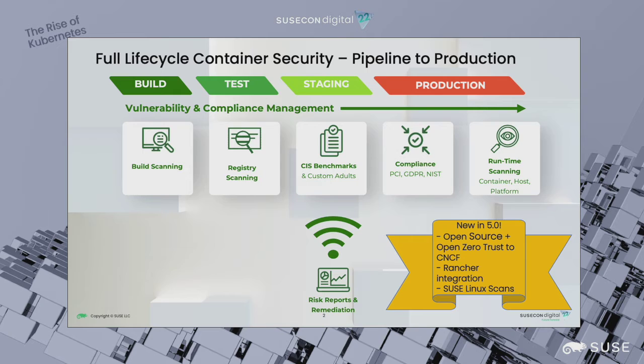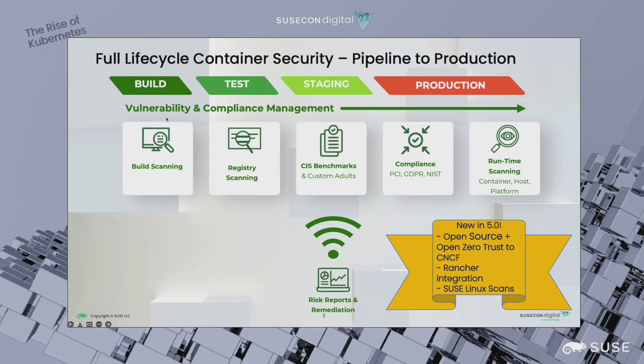There are two major aspects of NeuVector. Pipeline, sometimes we call it pipeline security. Sometimes the buzzword today is supply chain security. So it's really vulnerability and compliance management all the way from the beginning of your pipeline to the runtime.